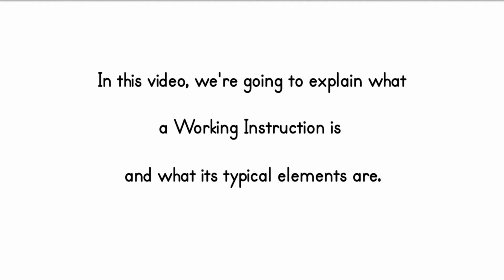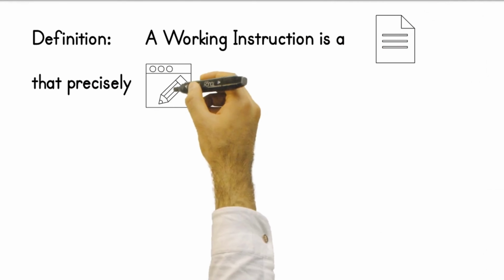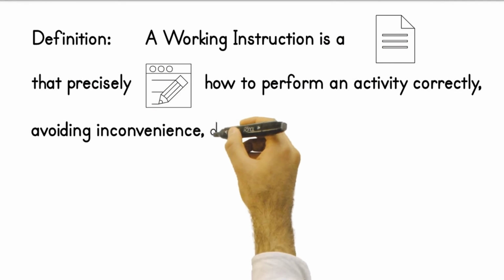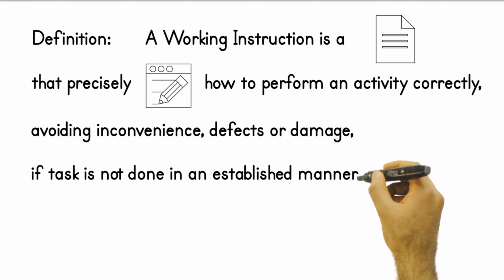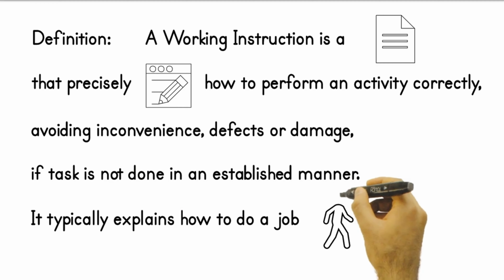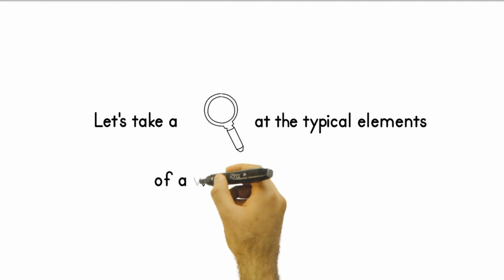In this video, we're going to explain what a working instruction is and what its typical elements are. A working instruction is a document that precisely describes how to perform an activity correctly, avoiding inconvenience, defects, or damage if the task is not done in an established manner. It typically explains how to do a job step by step. Let's take a look at the typical elements of a working instruction.